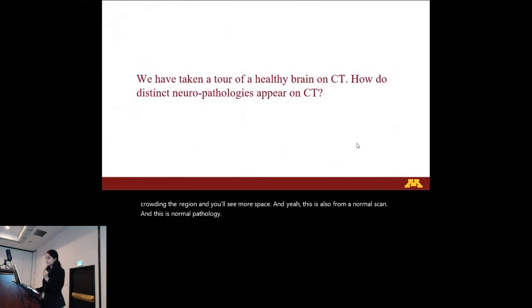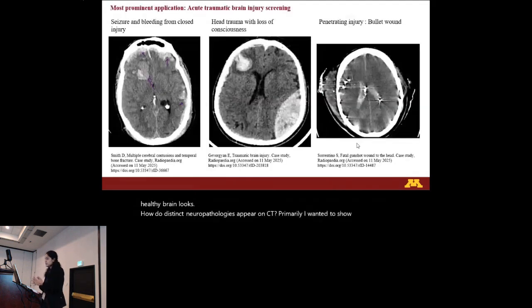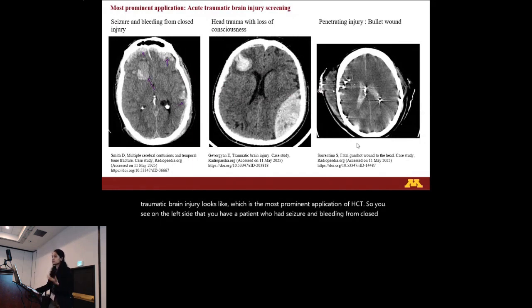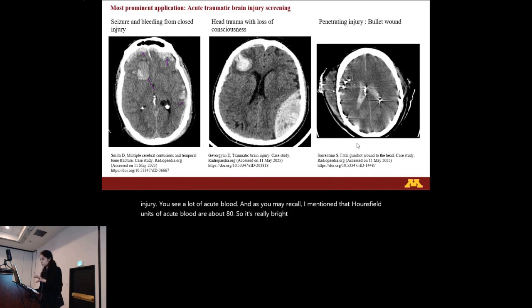Okay, now that we've gone through a tour of neuroanatomy on CT, we've seen how a healthy brain looks. How do distinct neuropathologies appear on CT? Primarily, I wanted to show what acute traumatic brain injury looks like, which is the most prominent application of head CT. So you see on the left side that you have a patient who had a seizure and bleeding from a closed injury. You see a lot of acute blood. And as you may recall, I mentioned that Hounsfield units of acute blood are about 80. So it's really bright and nicely visualized.